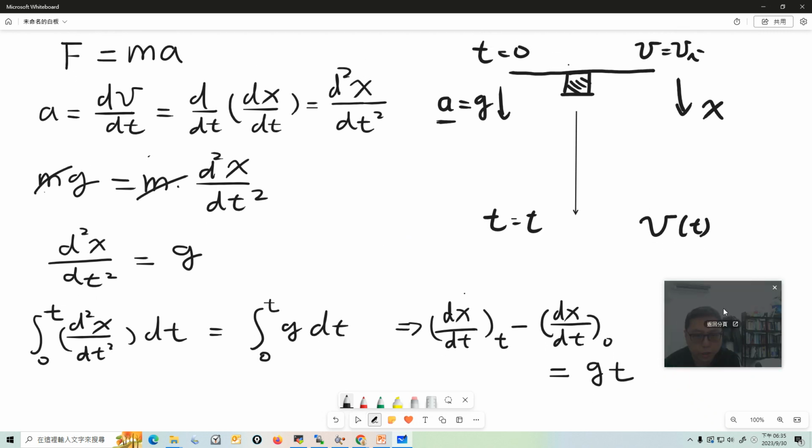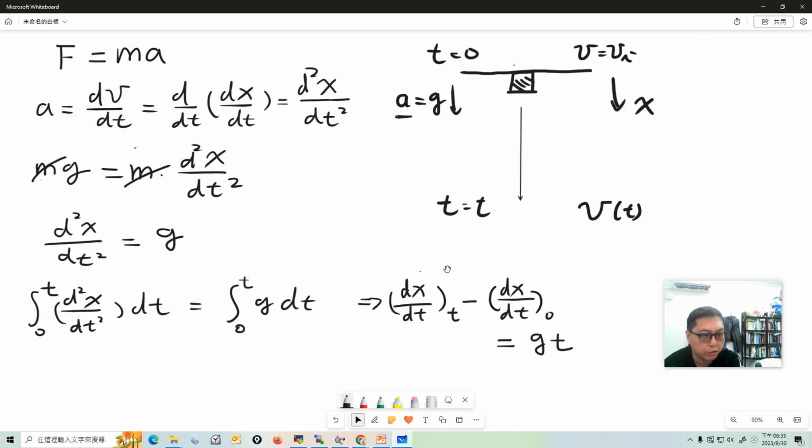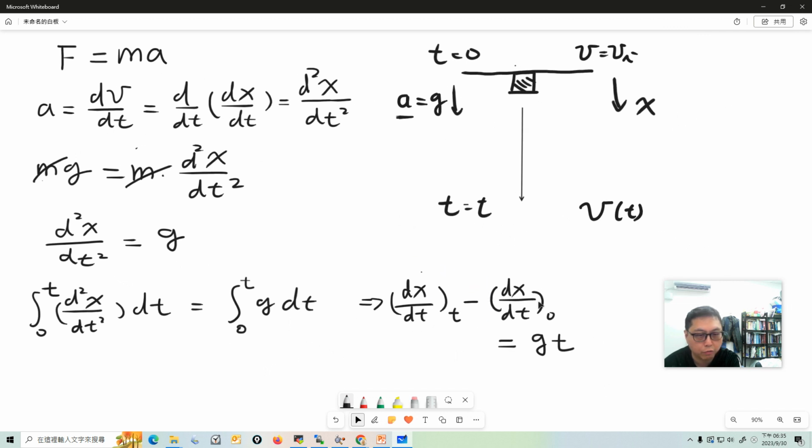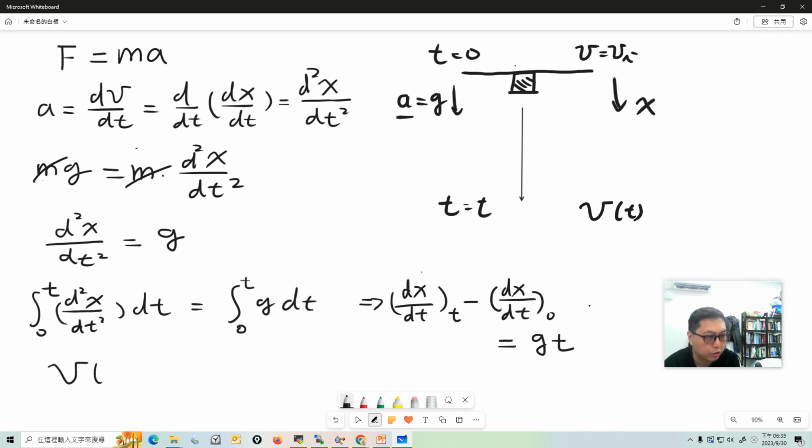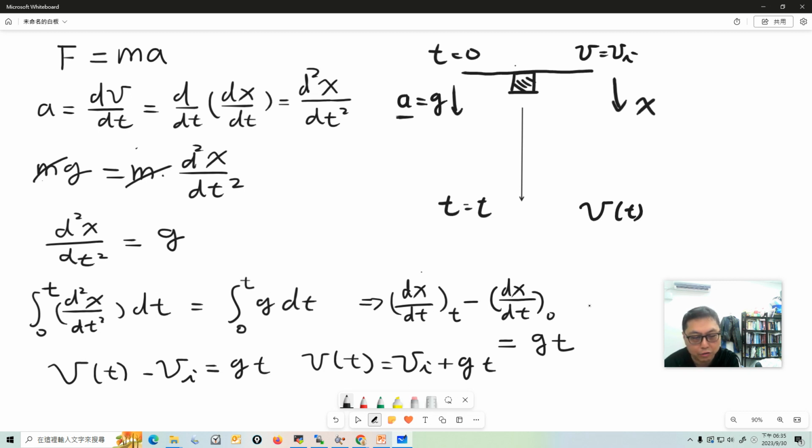Then we check the definition. This is just the velocity, right? This is velocity at time t, and this is the velocity at time equal to 0. So this equation becomes v at time t minus the initial velocity, which we set as vi, equals gt. So you get v of t equals vi plus gt. Look very similar, right? It's just like constant acceleration. Yes, we are dealing with constant acceleration.